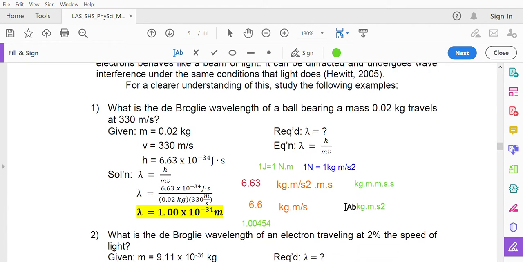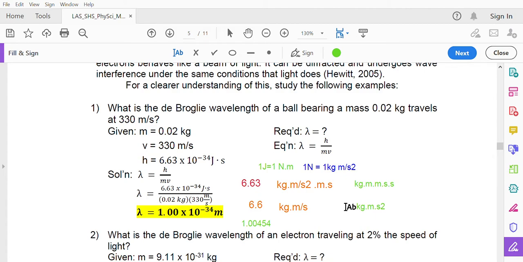What is the de Broglie wavelength for a ball bearing a mass of 0.02 kilogram and traveling at 330 meters per second? So we will write first the given. The given is from the problem. Mass is equal to 0.02 kilogram. It is a mass because kilogram is the unit of mass, and it is mentioned also as a mass.